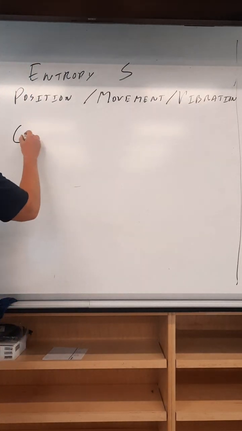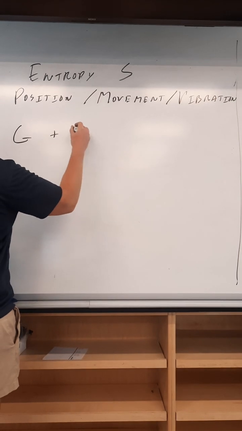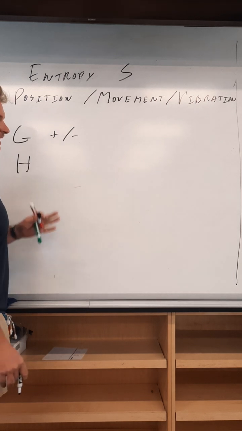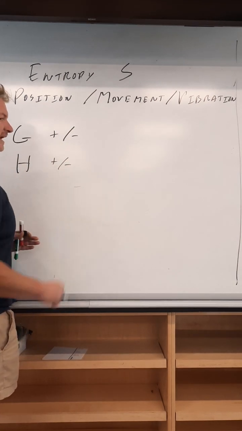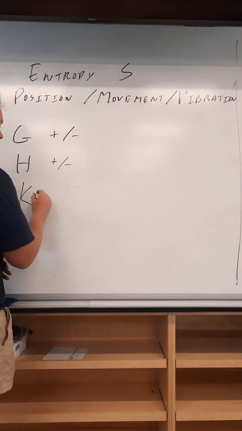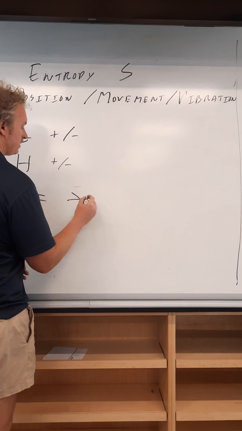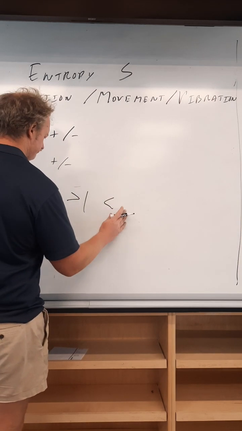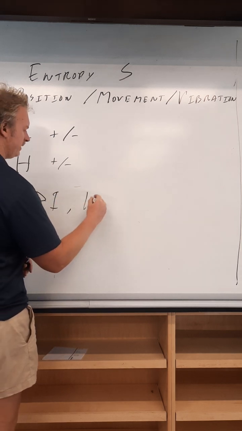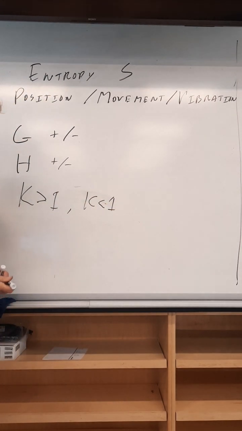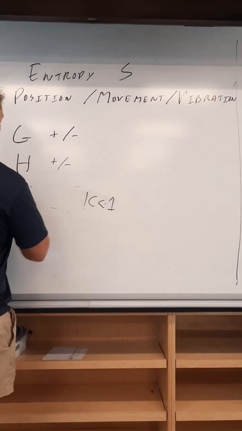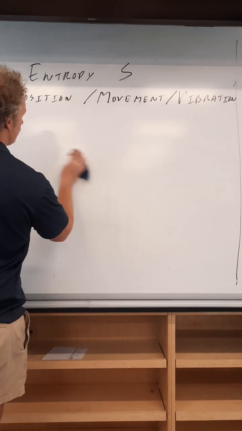We've talked about G. G can be a positive or negative value and can tell us about the spontaneity of a reaction. We've talked about H. H can be a positive or a negative value, and it tells us whether it's exothermic or endothermic. We've talked about K. K can be greater than 1 or less than 1, but K can never be 0 or a negative value, and that tells us whether the products or reactants are favored. S. S for entropy.